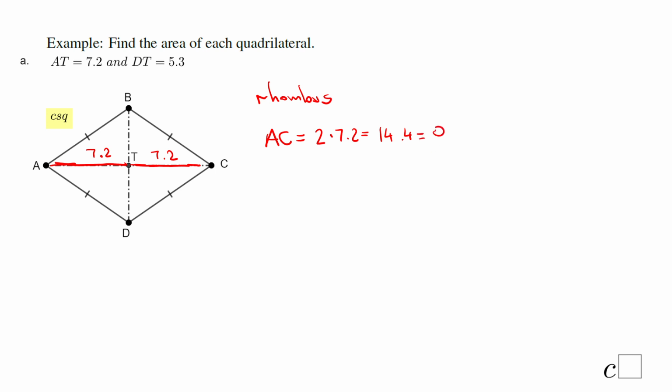Let me call it D1, because if you remember, the formula says multiply the diagonals and divide by 2. What about the second diagonal? If you take a look at the second diagonal, I think we can do something very similar. Why? Now DT is given, and this is 5.3. TB is going to be also 5.3, because the diagonals of the rhombus bisect each other. So BD will be nothing else than 2 times 5.3. That will be 10.6. That is the second diagonal.